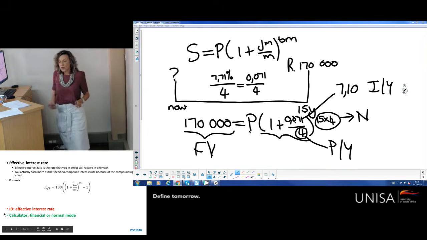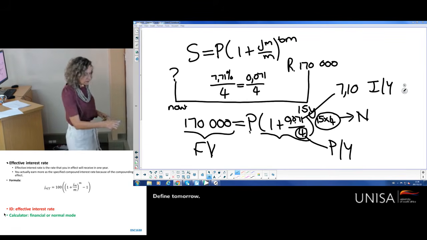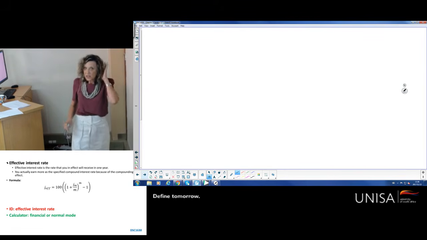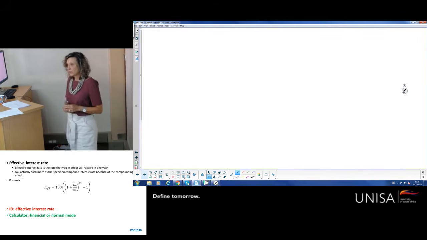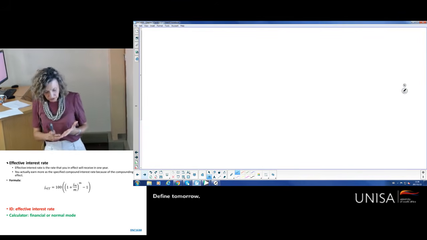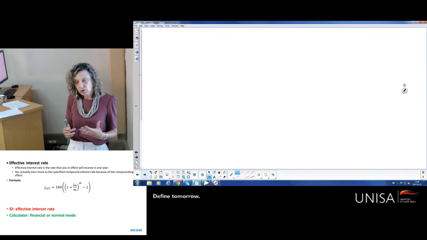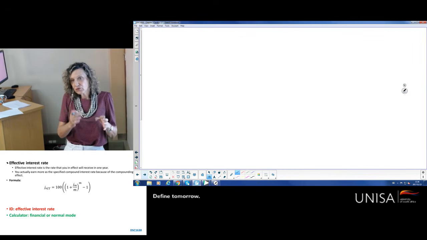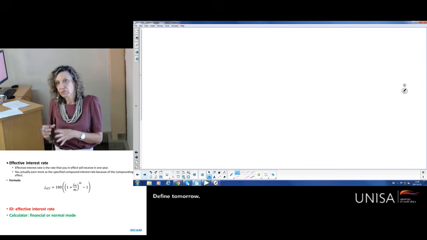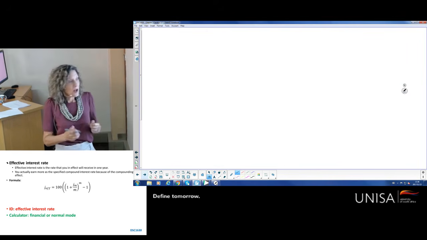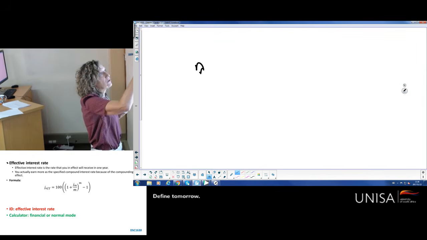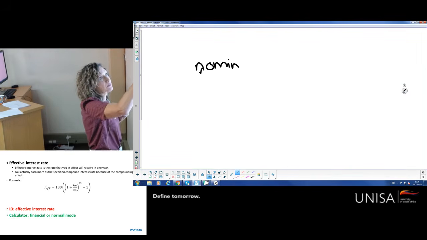Right. Now the next subject that we're going to look at under compound interest is effective interest rate. Now, if you think of compound interest, remember we said interest is actually earned on interest, right? Why? Because the previous compounding period's interest is now added to the principal that we carry forward.